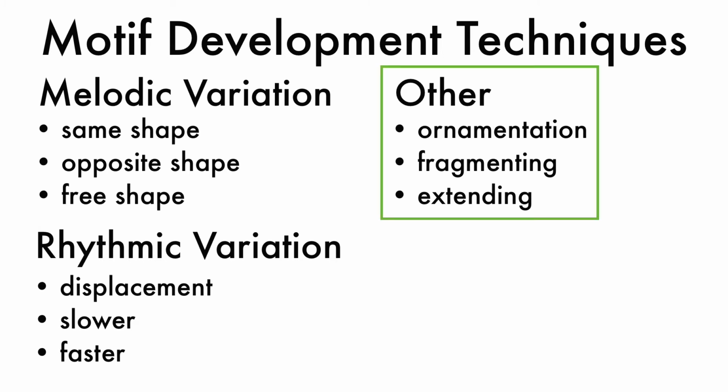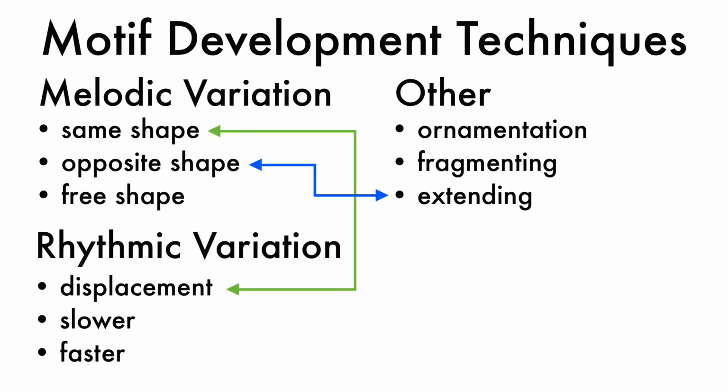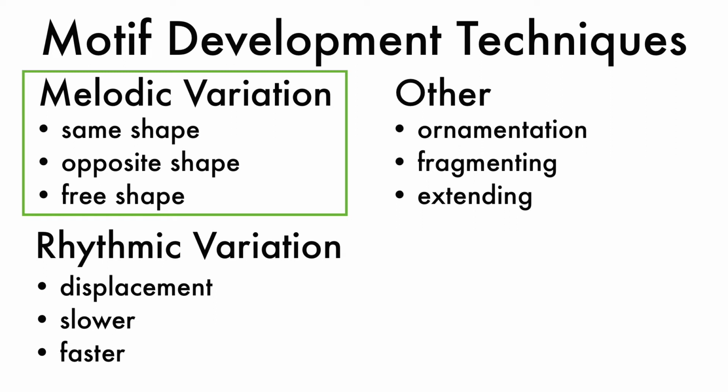And there are other variation techniques including ornamentation, which is kind of just like decorating your motif. There's fragments, or just taking an even smaller piece of your motif. Or the opposite, extending, where you add new material onto the motif. And of course, there's combining 2 or more of these at the same time. So I'll talk about each one of these in upcoming videos. Today, let's practice melodic variation.